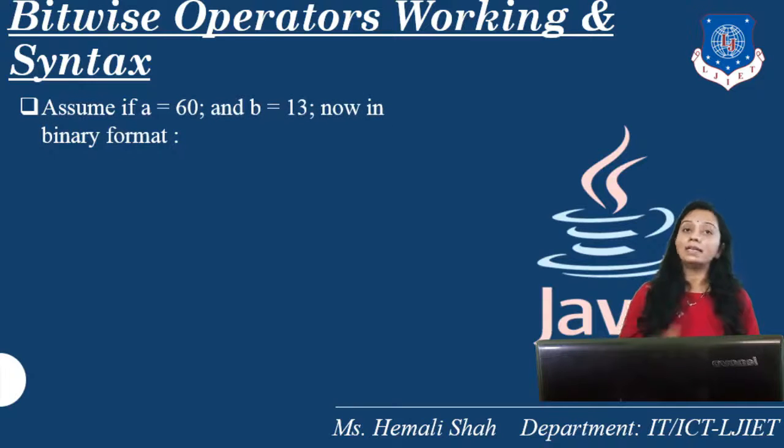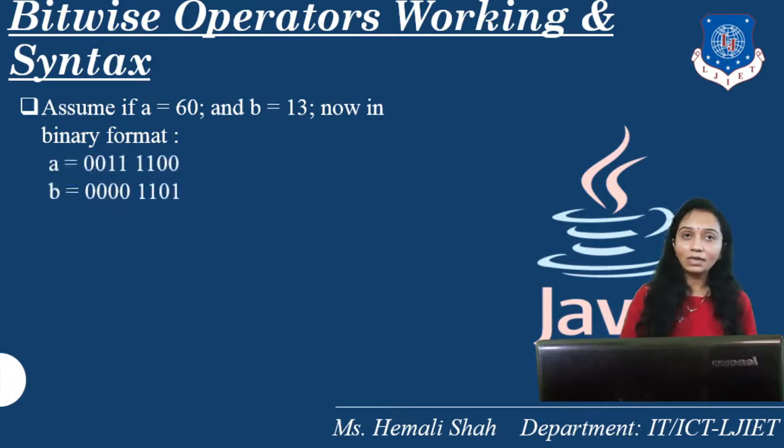First of all, let's take one example. A is equal to 60, B is equal to 13, and first of all it converts them into binary format, which becomes like this. 0 0 1 1 1 1 0 0 is the value that represents 60. 0 0 0 0 1 1 0 1 represents the value 13. You just need to convert decimal to binary and represent it.